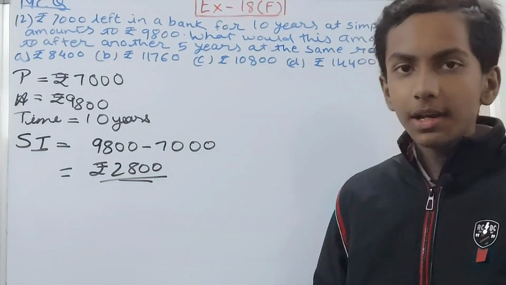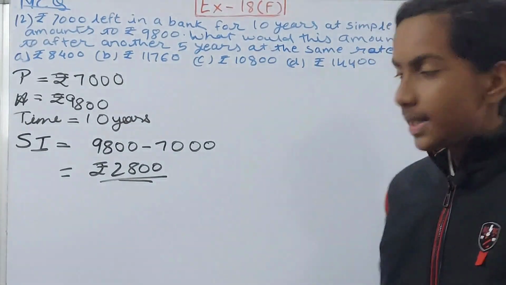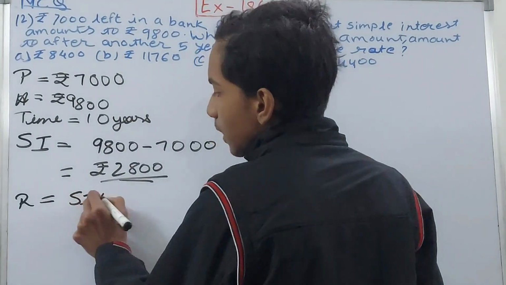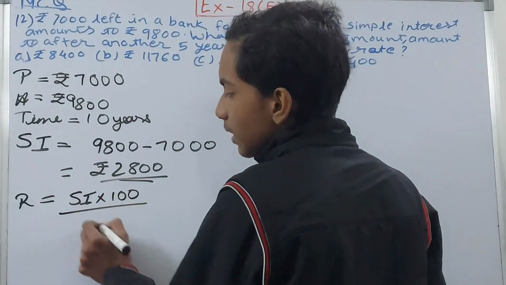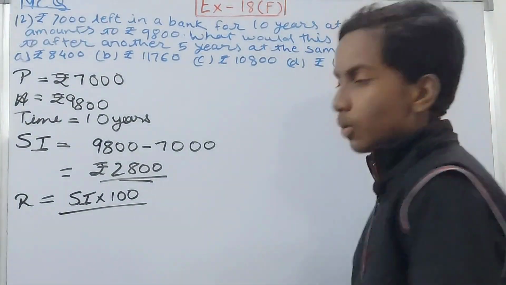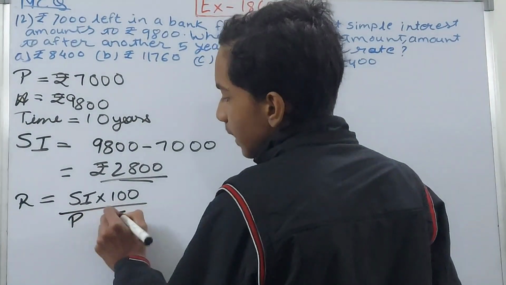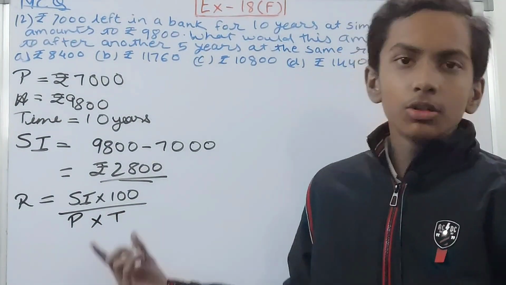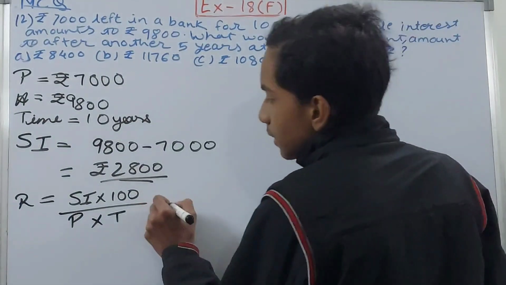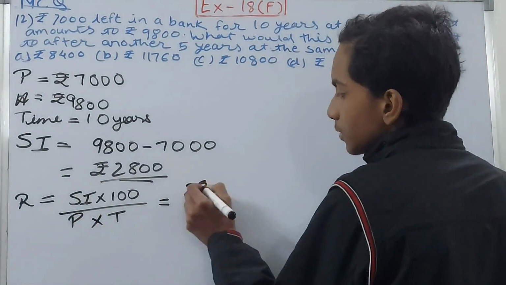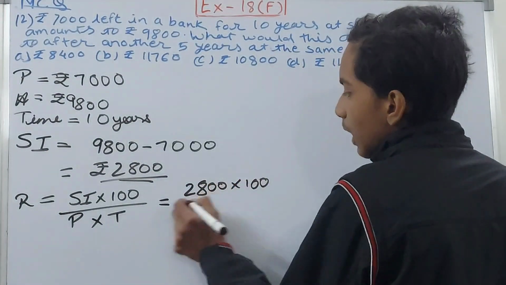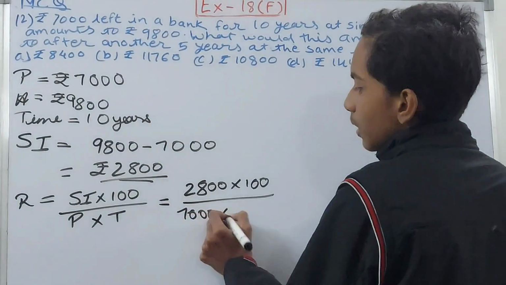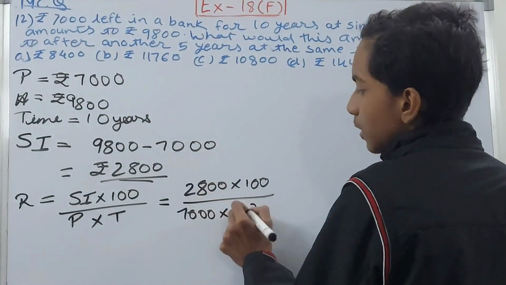Now for finding the rate, you can check the formula in the book, but I'll tell you here. Rate equals simple interest into 100, upon the other two quantities, principal and time. So multiply both of them, P into T. Now we know all the values, so substitute them. SI is 2,800 into 100 upon P into T. Principal is 7,000 into time. Time is 10 years, so into 10.